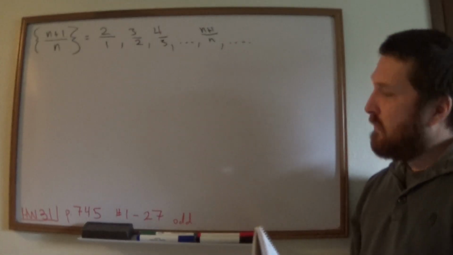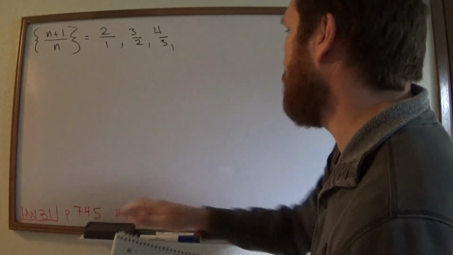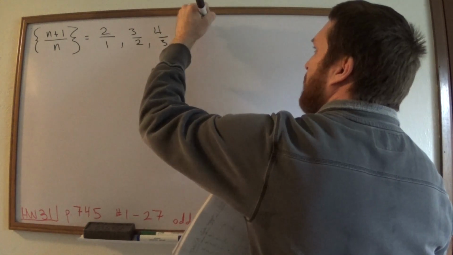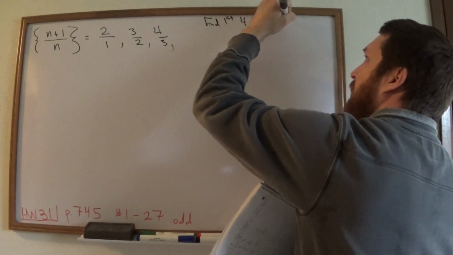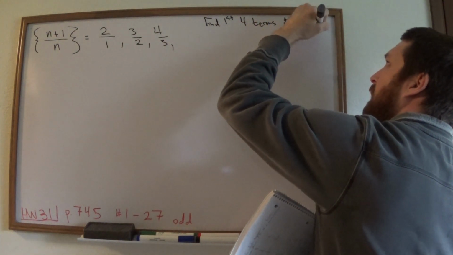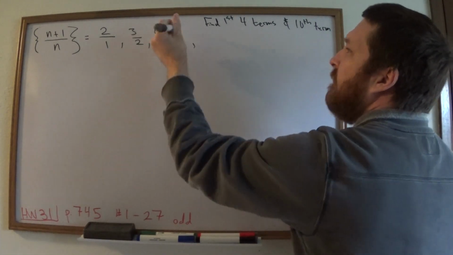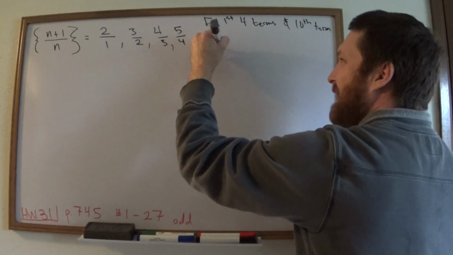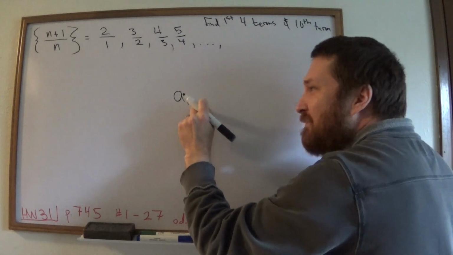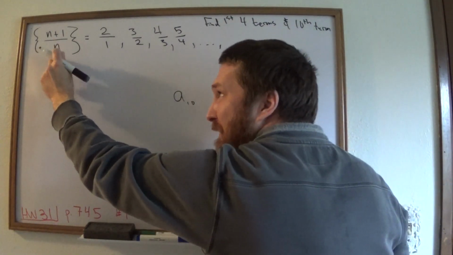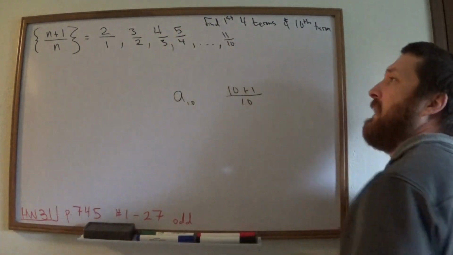Okay, now, here's the question. We already did it. I meant to write that up there first. We're given this, and we're going to find the first 4 terms and the 10th term. So we have the 1, 2, 3. What's the 4th term? 5 fourths. You could just say the 10th term is the one with a 10, and that's the input you're plugging into that function. So that's 10 plus 1 over 10, which is 11 over 10.